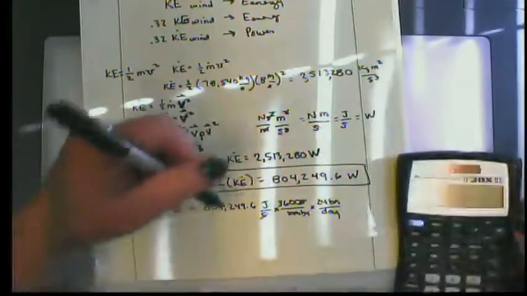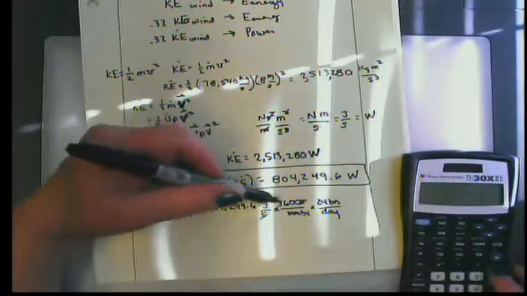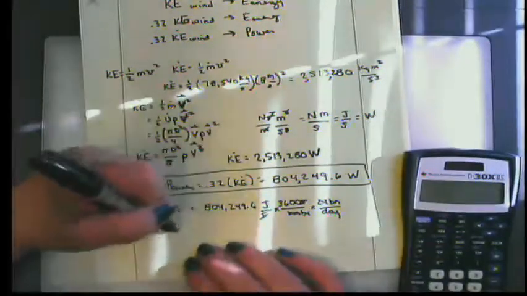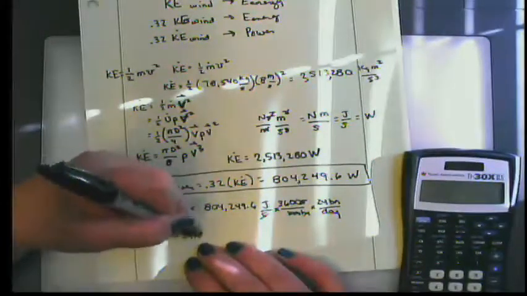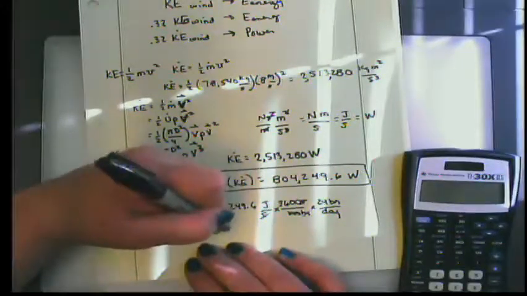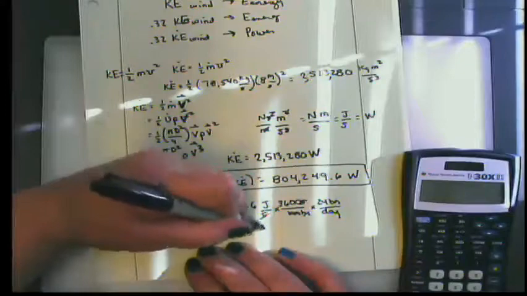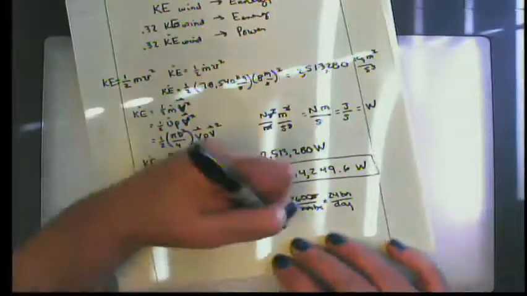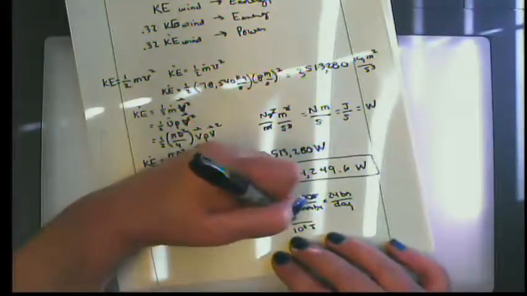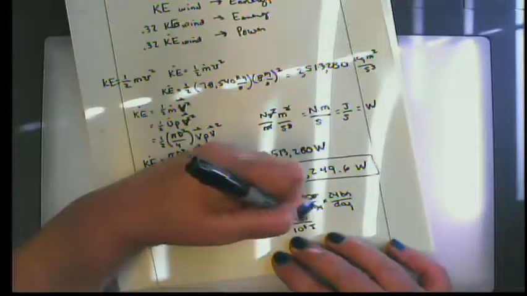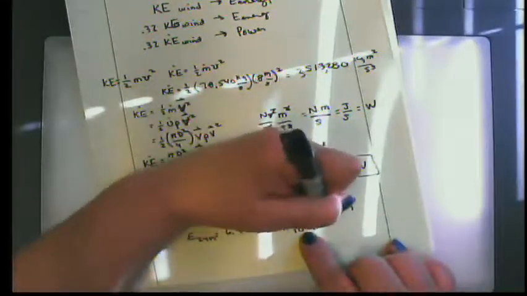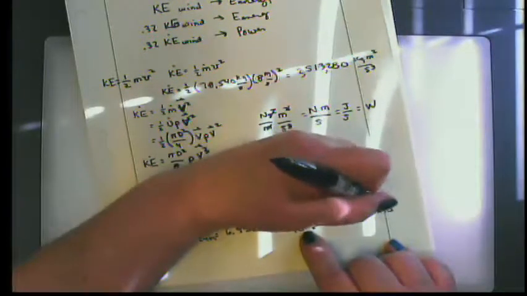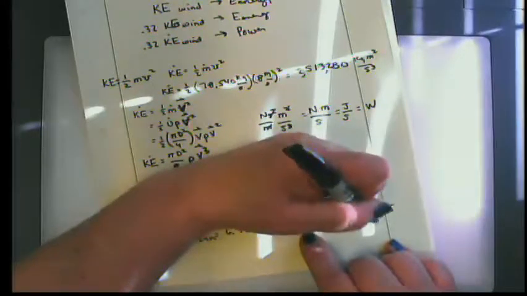So I take 804,249.6, multiply that by 3,600, multiply it again by 24, and I get that my energy in 24 hours is 6.95 times 10 to the 10th joules. And I need to get that into a better form. There are 10 to the 6 joules per megajoule. So I could say 6.95 times 10 to the 4th megajoules in 24 hours.